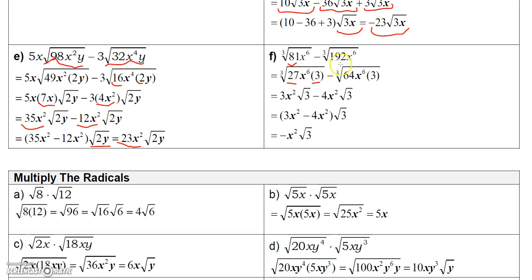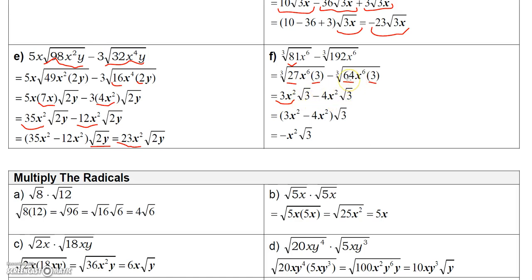And then over here I can write 192 as 64 times 3, and again I can take the cube root of 64 out because that's 4. And so now let's remove the factors that are perfect cubes from the radical. So the cube root of 27 is 3, and the cube root of x to the 6th is x squared, and that leaves me with the cube root of 3 inside.